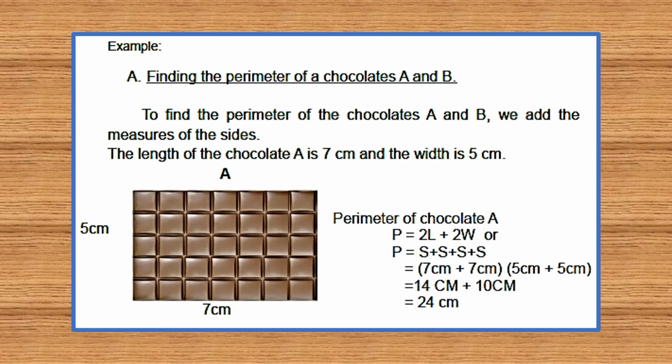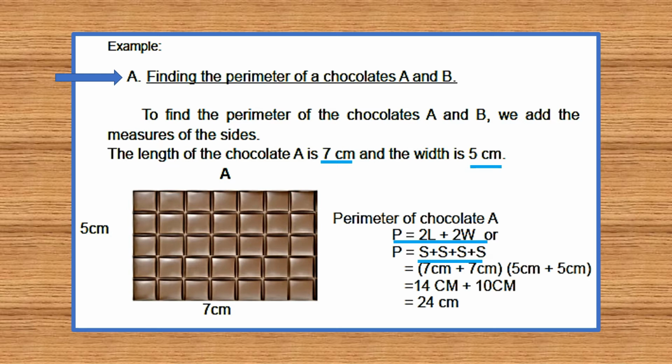Now kids, let's find the perimeter of the chocolates that we have seen earlier. To find the perimeter of the chocolates A and B, we add the measures of the sides. The length of the chocolate A is 7 cm and the width is 5 cm. So perimeter of chocolate A. So here's the formula. Perimeter is equal to 2L plus 2W, or 2 length plus 2 width, or we can use this formula. Perimeter is equal to side plus side plus side plus side.